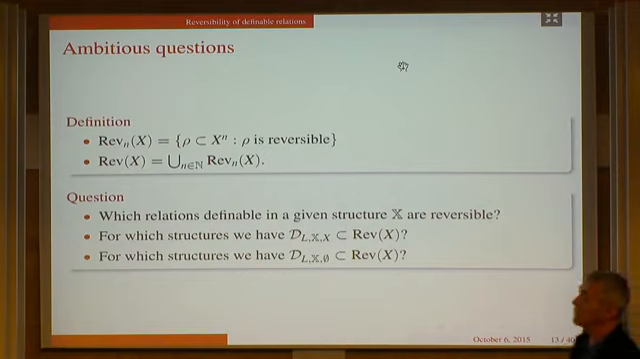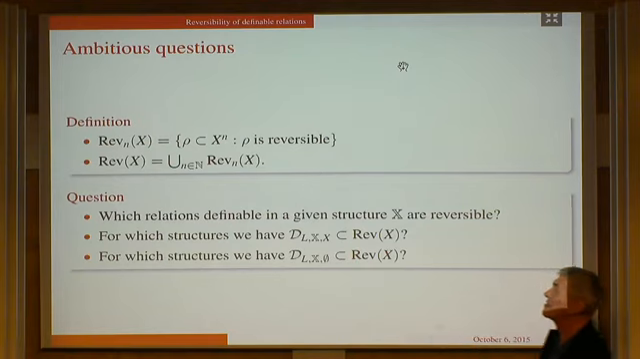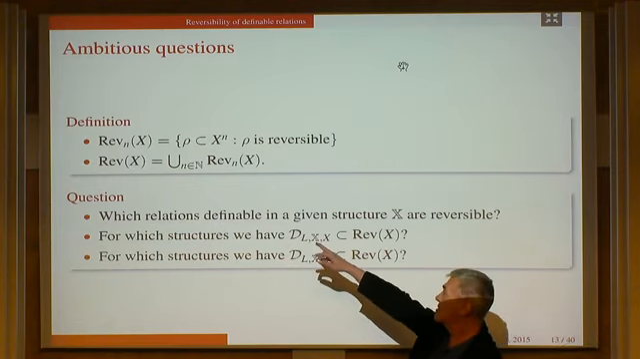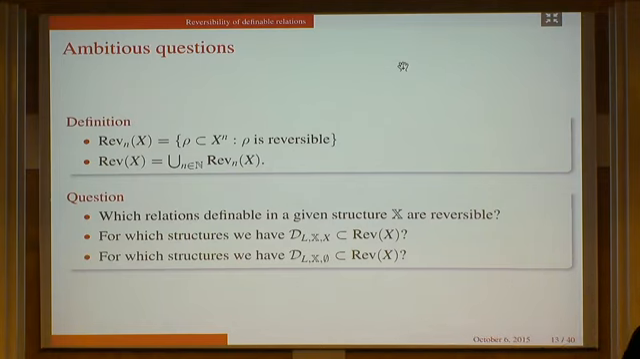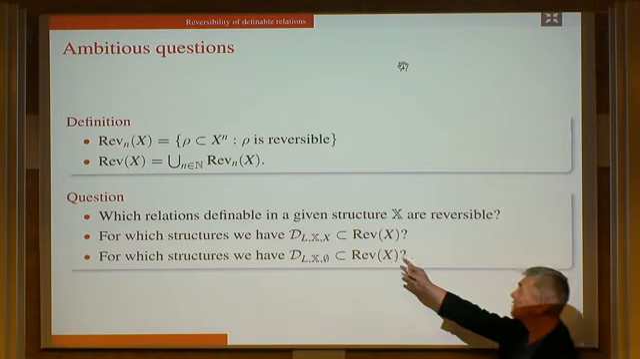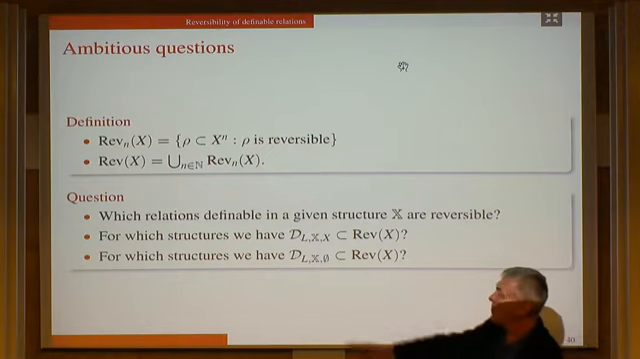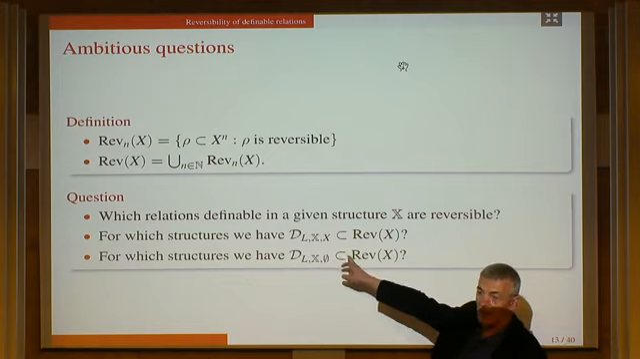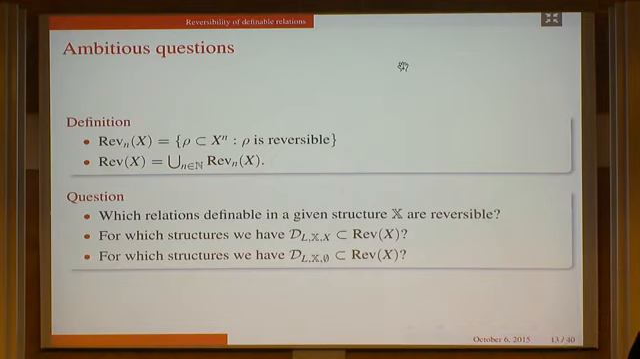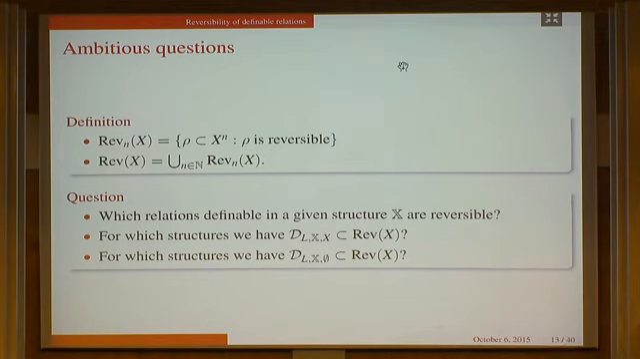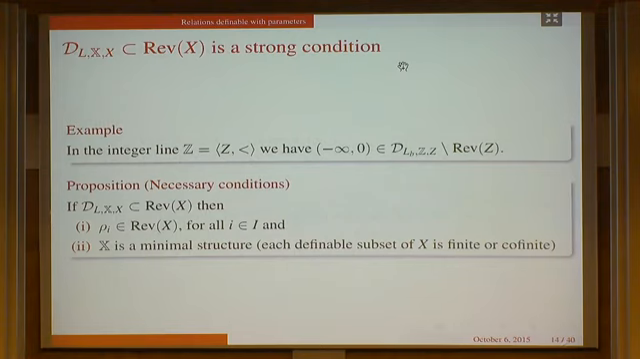And now, some ambitious questions. First, we define Rev n of X, the set of all reversible n-ary relations, and Rev of X, the union over all arities of reversible relations. The question is, first, which relations definable in a given structure are reversible? It's a very general question. For which structures do we have that all definable sets are reversible? For which structures do we have that all definable sets without parameters are reversible? These questions are very natural.